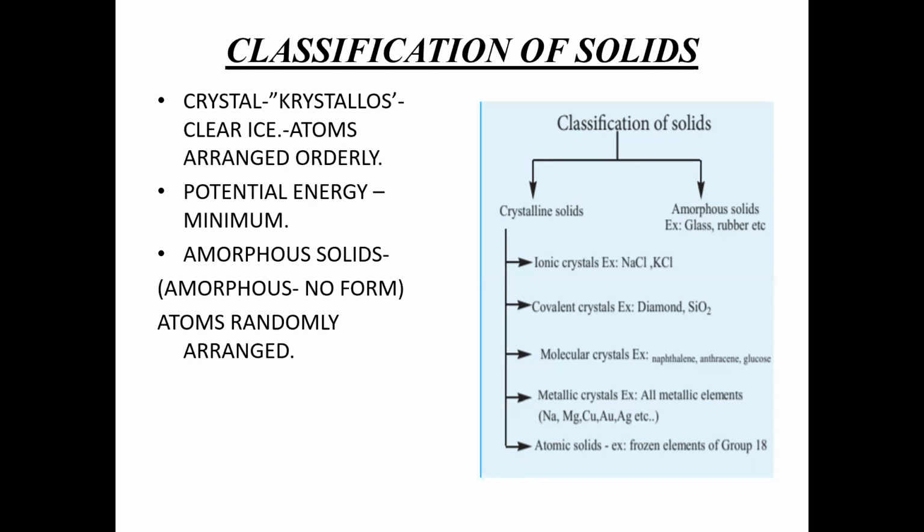The word crystal is derived from the Greek word kristallos, which means clear ice. Just as ice looks clear and transparent, crystals also look clear and transparent. The potential energy of the crystal is minimum. Amorphous means no form. In amorphous solids, the atoms are randomly arranged, not in perfect order. An example of a crystal is NaCl. Examples of amorphous solids are glass, rubber, etc.